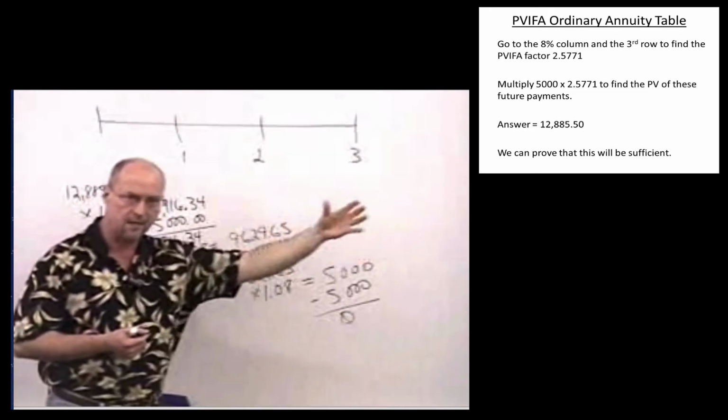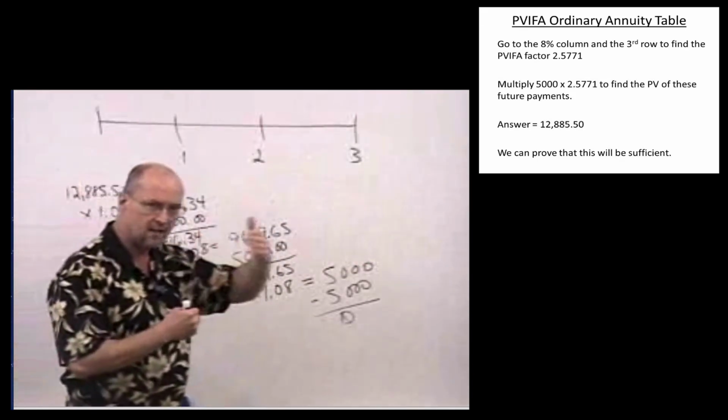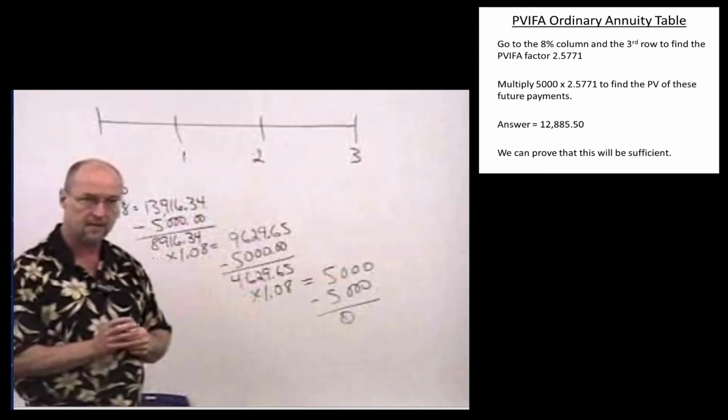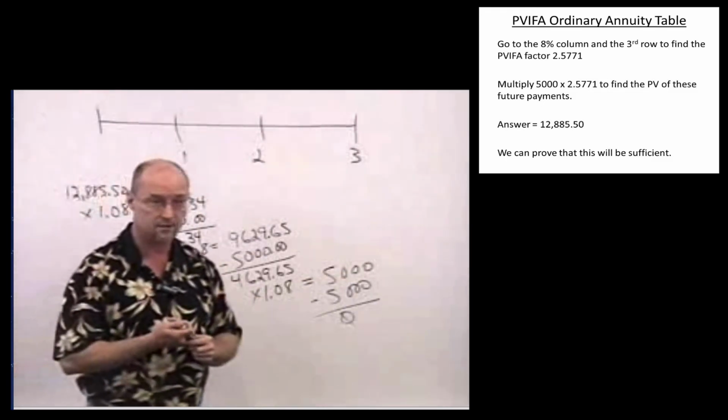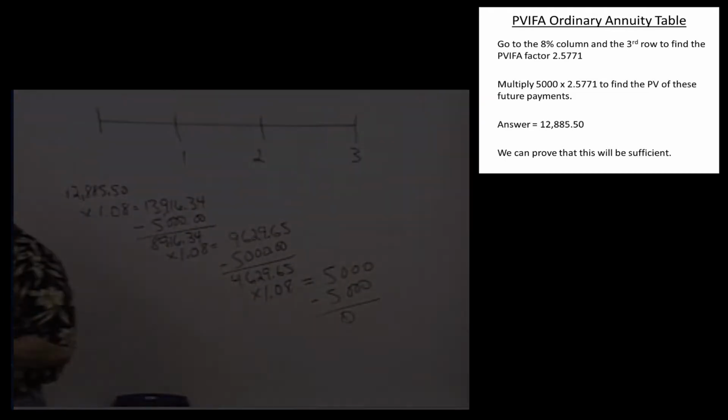Remember, you don't just add up the numbers because $1 today is worth a lot more than $1 5, 10, 15 years from now because of the effect of compounding interest. And GAAP requires that we do this, generally accepted accounting principles. Okay, so I'm going to go back to the computer.